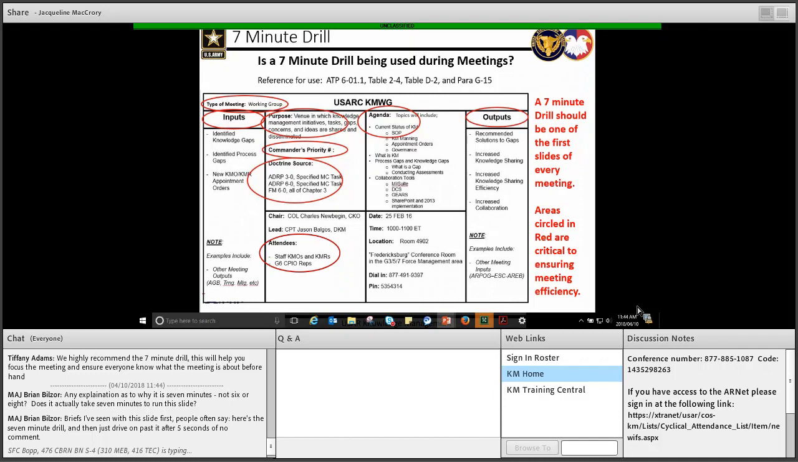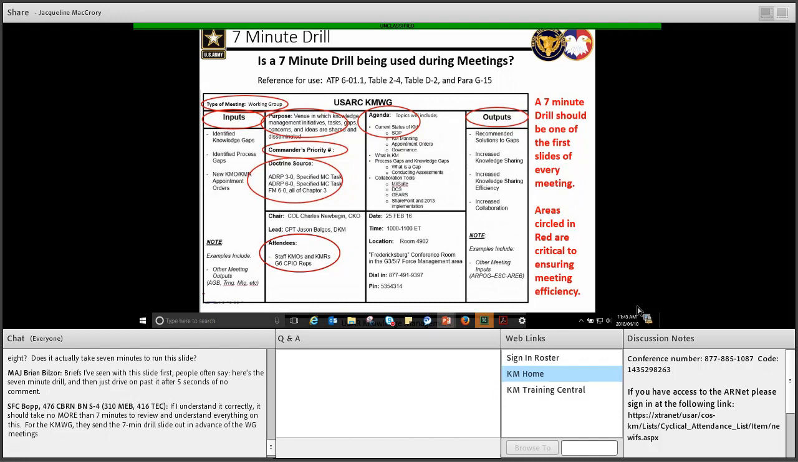Does it actually take 7 minutes to run through this slide? This comes from the proponent. They did some studies that say after 7 minutes of looking at this slide you should know everything about this meeting. So if you get it beforehand, or you sit down in the meeting, or leadership sits down, after 7 minutes of looking at this slide and reading through it, they know everything that they need to know. So you can hit the high points and not get distracted.